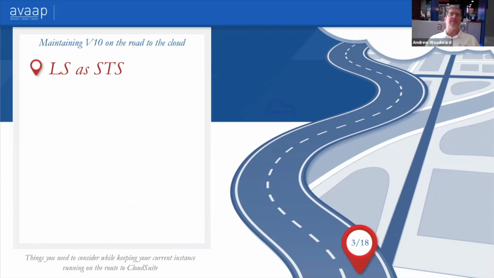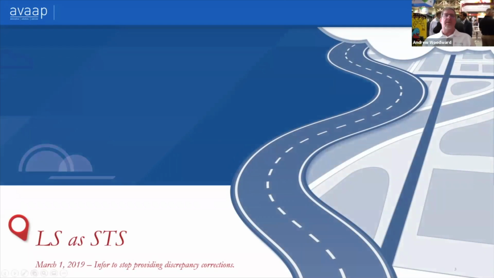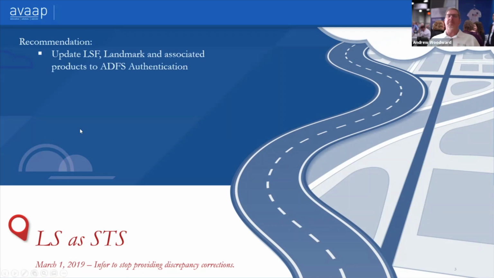The first one, and this has been around for a while, is LS STS, which is Lawson Security as a secure token service. This announcement came out in 2018, and they're basically saying that as of March of 2019, which I know is all past, support was taken away going forward in the LSF architecture. As the announcement read, they would not be supporting LS STS going forward. The recommendation here is to update your LSF and Landmark and associated products to ADFS authentication.